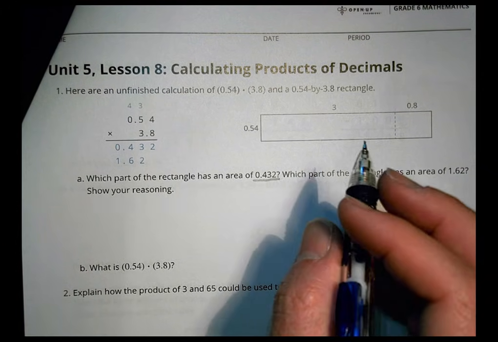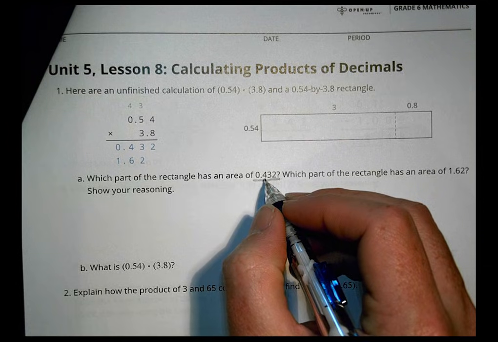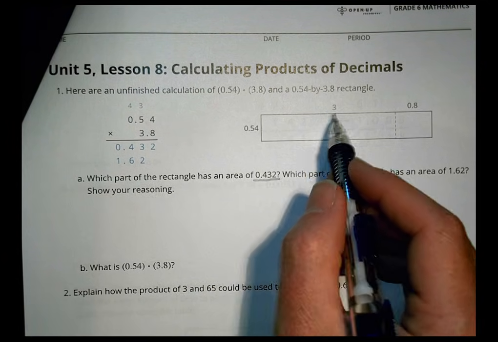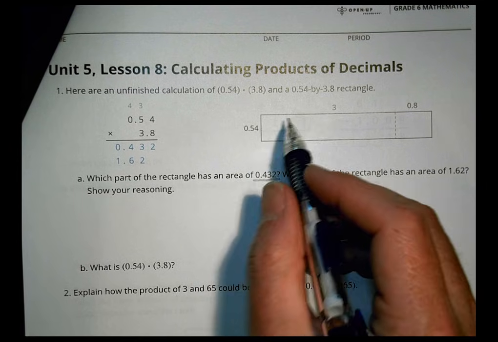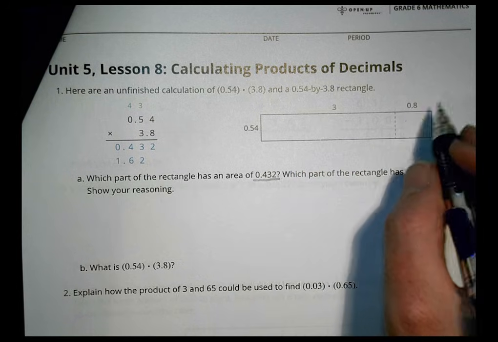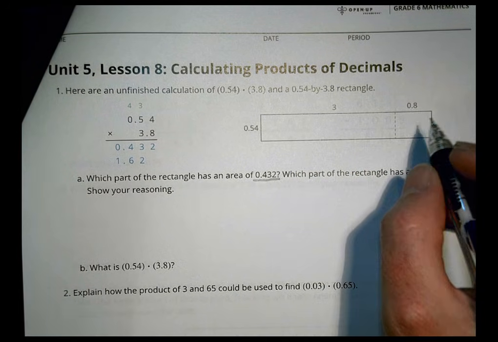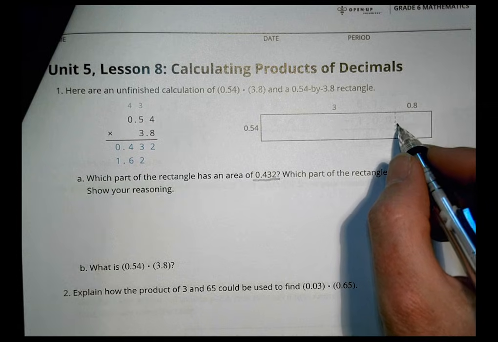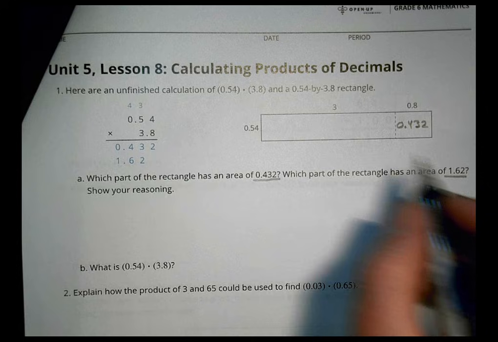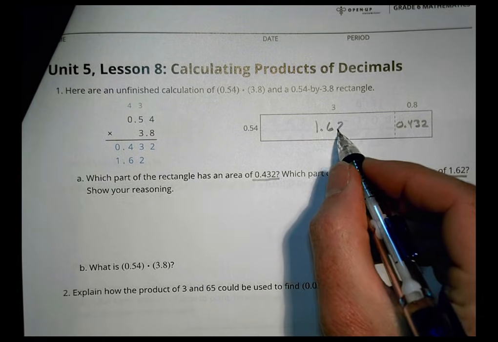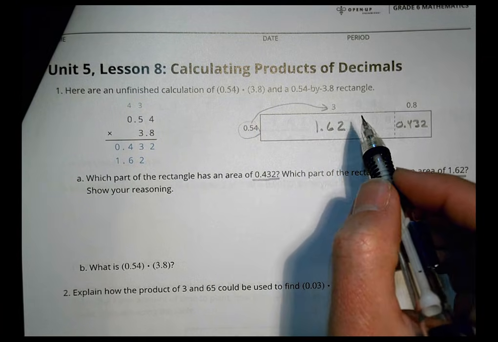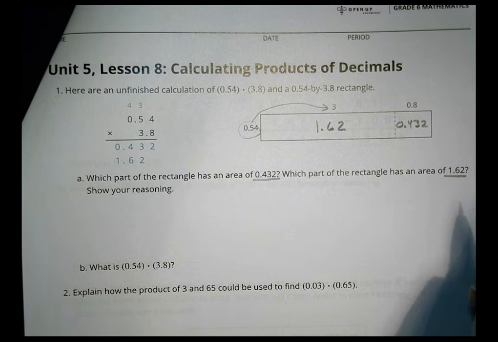Okay, so thinking this through here, that means it's going to be less than 1. If I have 3 of something, 3 times 0.54, or 3 times a half, it's going to be more than 1, okay? Here I have two decimals less than 1. If I multiply them together, I end up with 0.432 for this part here. The part that has an area of 1.62 becomes this section right there, because 0.54 is like saying half, so half of 3 is going to be like 1.5, and that looks about right there.